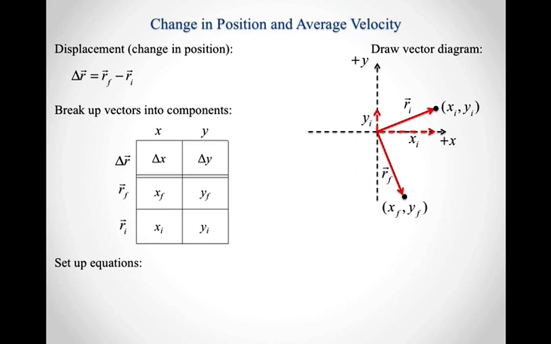And so then I can just set up my 2 equations. So the column on the left will give me the x component equation. The column on the right will give me the y component equation. So delta x is equal to x final minus x initial, and delta y is equal to y final minus y initial. So as with any of our vector problems, again, we're going to set up the component equations. We're going to have one for each dimension. In this case, we have both an x and a y.